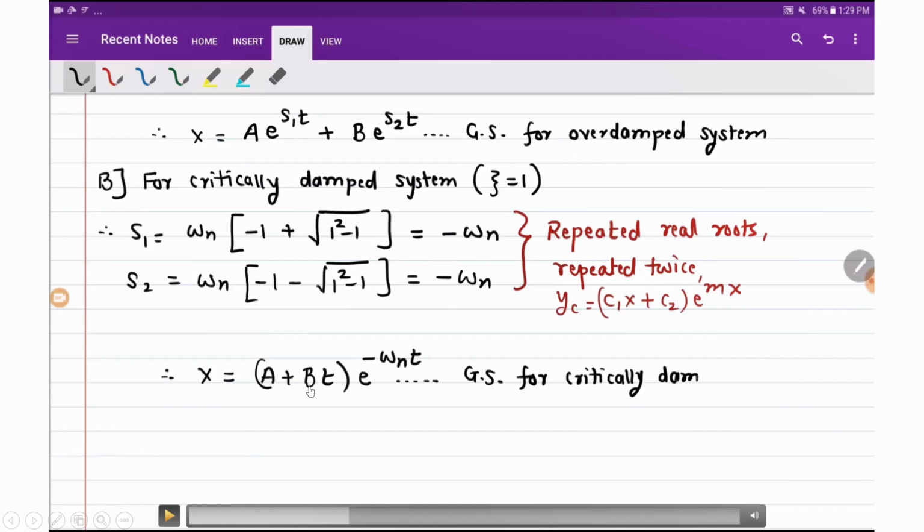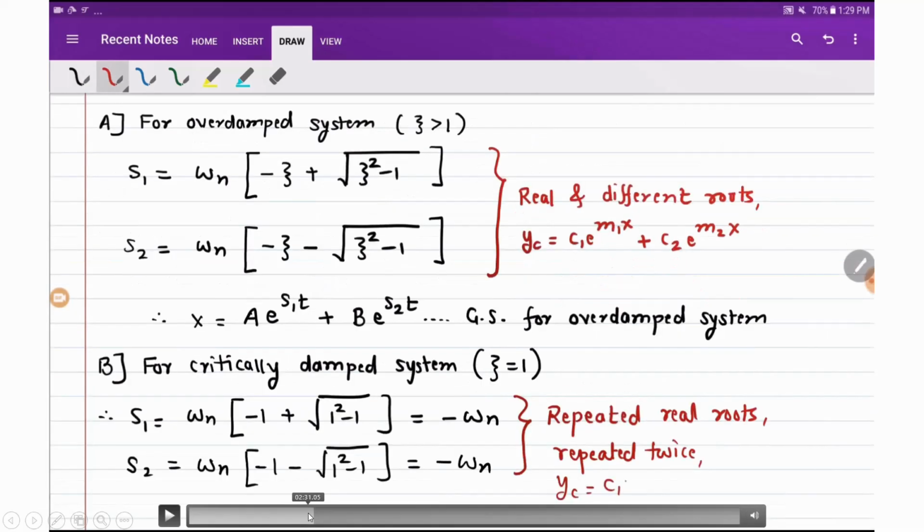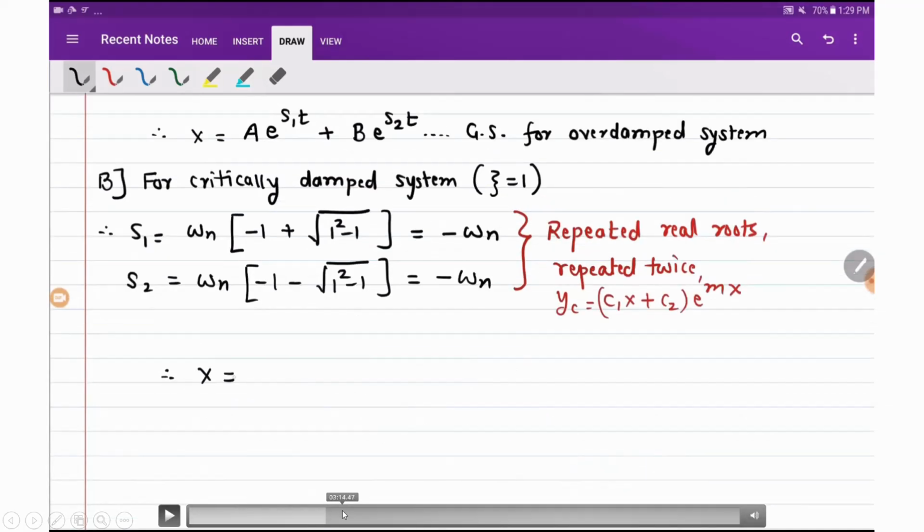For overdamped system where we have real and different roots, it is c1 e raised to m1x plus c2 e raised to m2x. So in place of y it is x, in place of c1 it is A, in place of m1 it is s1, in place of c2 it is B, and m2, the other root, is s2. So these are the two roots s1 and s2 which we can substitute over here, and their analogous part is m1 and m2 in our M3 part, or engineering mathematics part.